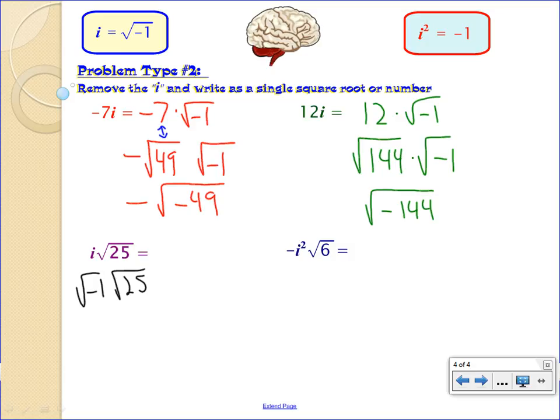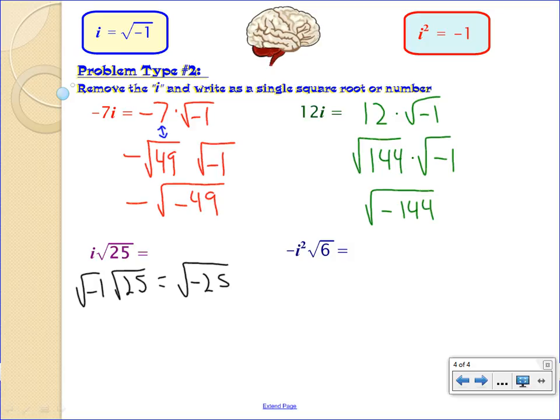The reason this is easier is both of these are under a square root already, right? In the other examples, I had to convert the 7 into the square root of 49. I had to convert 12 into the square root of 144. Here I don't have to. These are both in square roots already, which means I can merge them together. And that will give me the square root of negative 1 times 25, which gives me negative 25. And that's my answer. I'm finished at that point. I've gotten rid of the i. I've written it as a single square root or a single number, so we're good.